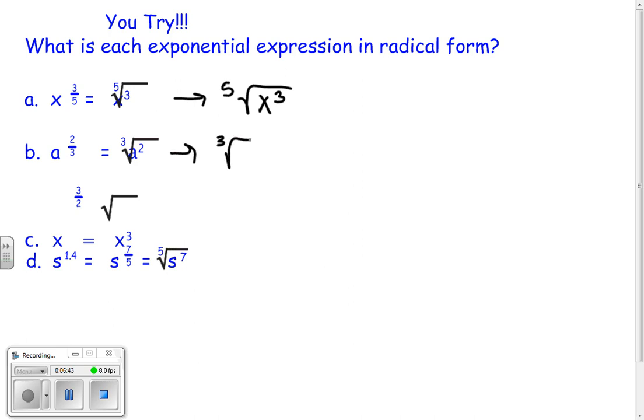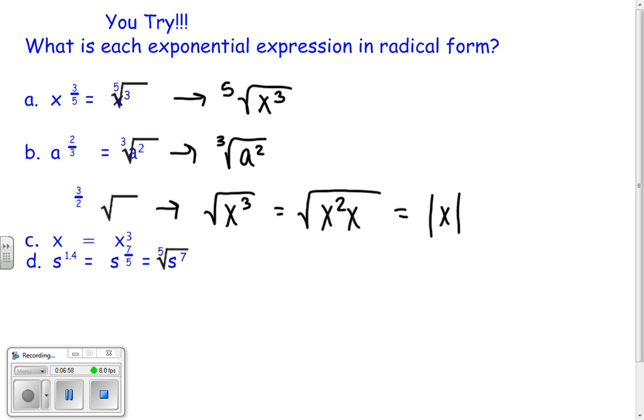This one should be the cubed root of a squared. This one, though, is really hard to see. They kind of put it on two different lines. This ends up being the square root of, not an a, it's an x. Square root of x cubed, which should be rewritten as x squared times x, which is the absolute value of x times the square root of x.